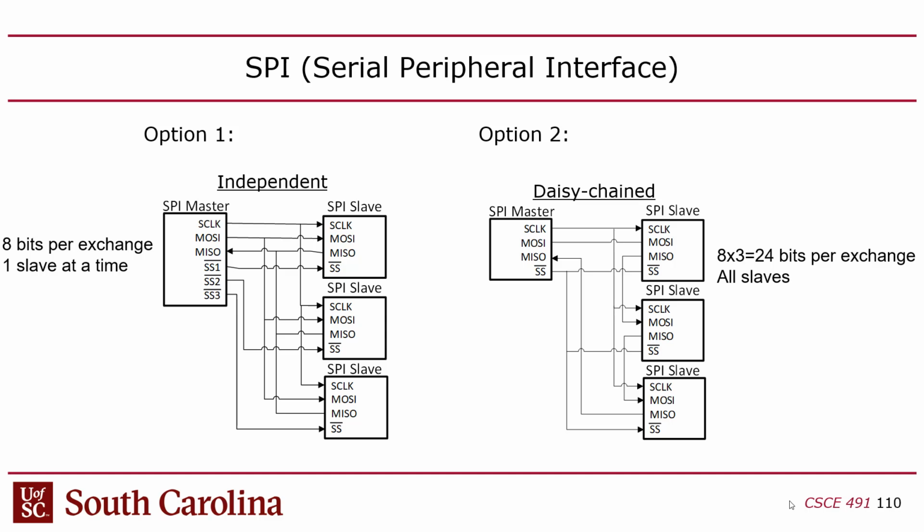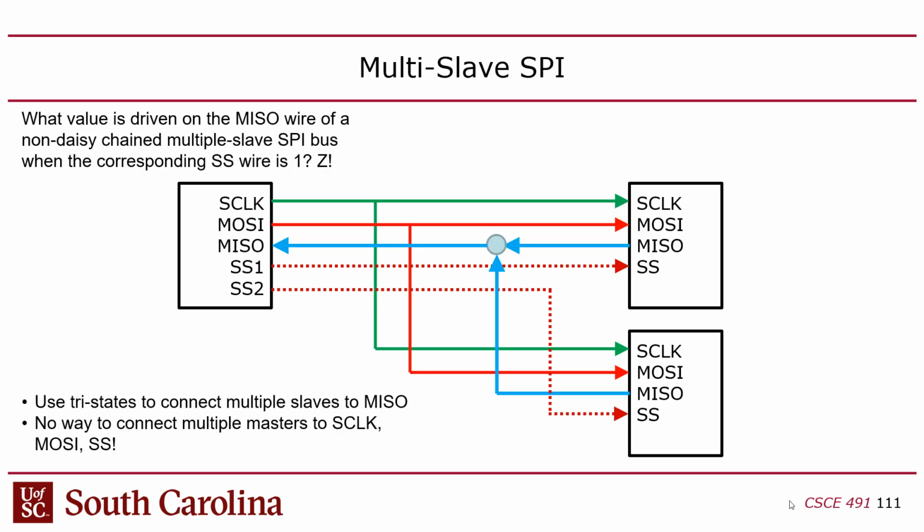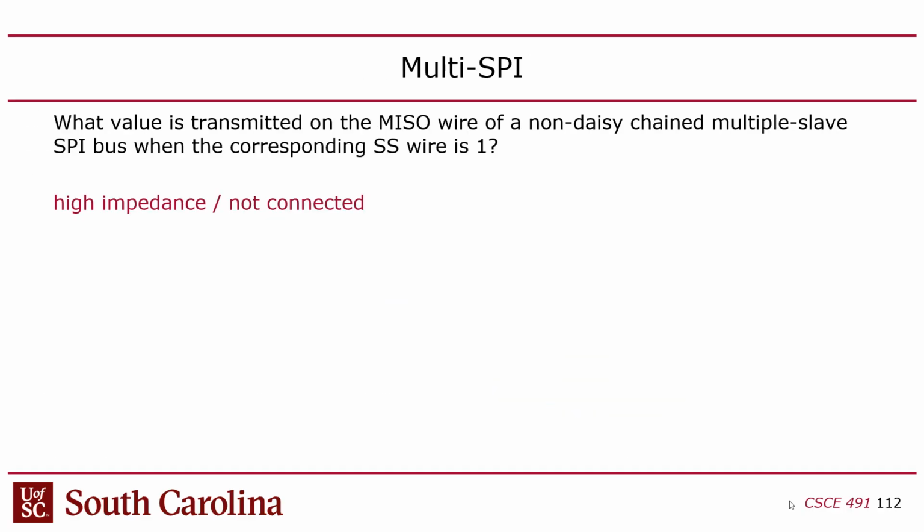And if they just randomly tried to take mastership, you could run into multiply driven signals, right? You can end up in a case where you have contention on there. So SPI is generally one master, one slave. You can have multiple slaves in some cases, but you can only have one master. So I just mentioned that.